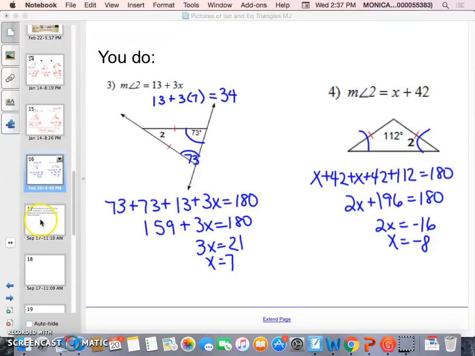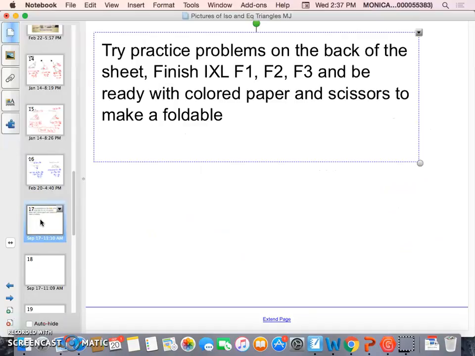Right. Tomorrow you're taking a quiz on this. So today you can try the practice problems on the back of the sheet. Please read the directions because you have to do the ones that are grayed in, and then you get to choose 5 more to do. Then you're going to finish IXL F1, F2, and F3, and be ready because in a little bit, when everybody's done with the video, we're going to make a foldable about isosceles and equilateral triangles.